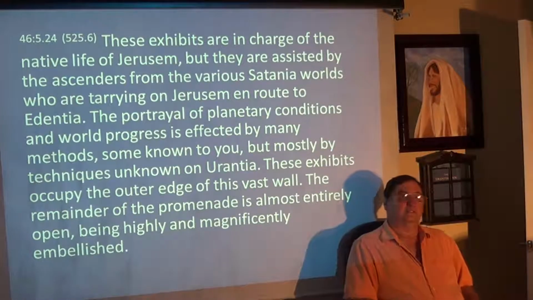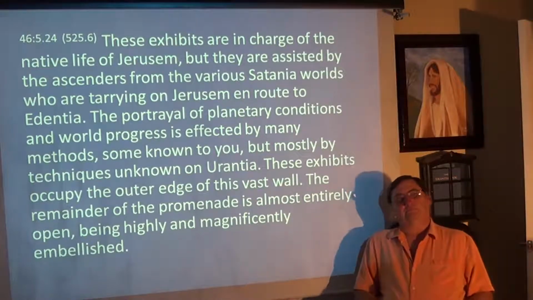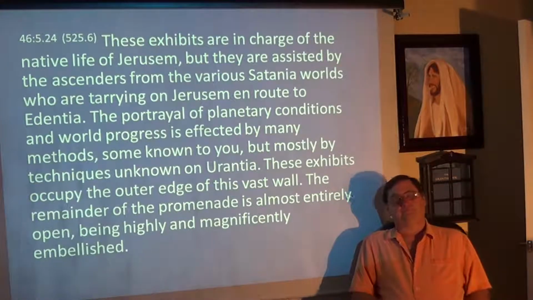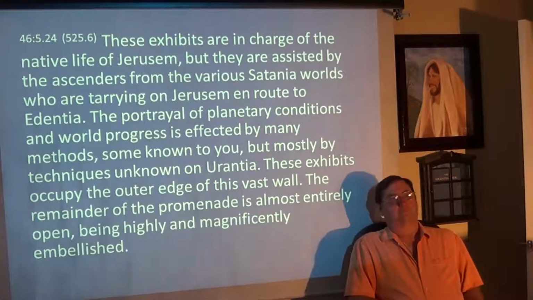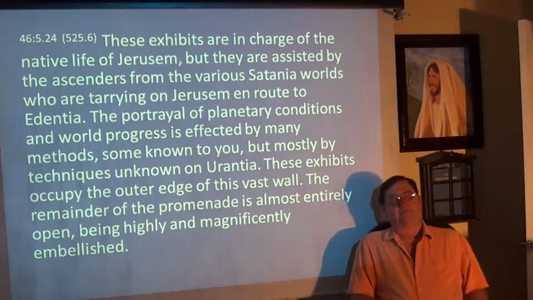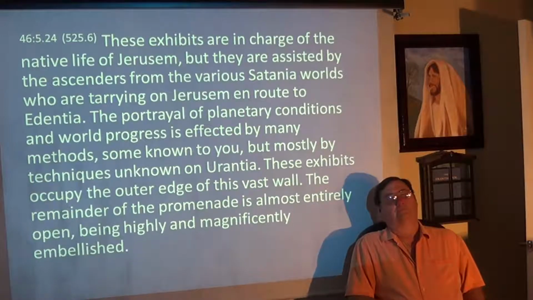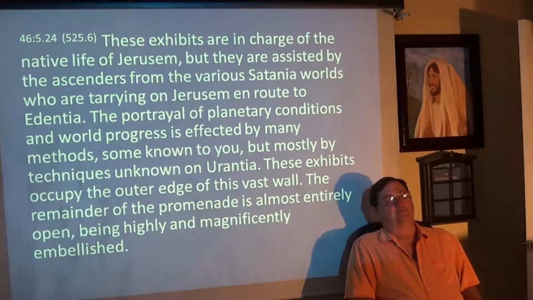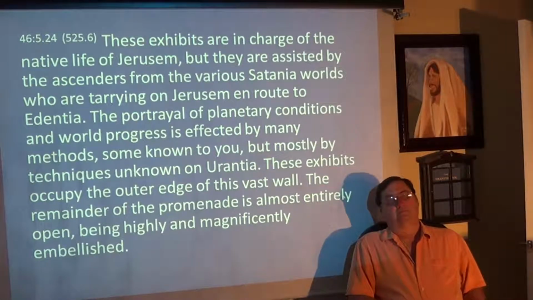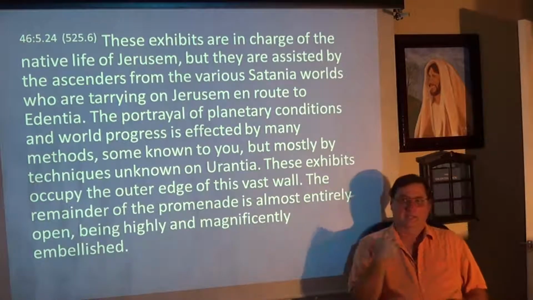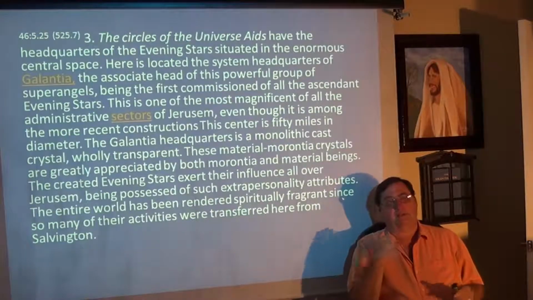These exhibits are in charge of the native life of Jerusalem, but they are assisted by the ascenders from the various Satania worlds who are tarrying on Jerusalem en route to Edentia. The portrayal of planetary conditions and world progress is effected by many methods, some known to you, but mostly by techniques unknown on Urantia. These exhibits occupy the outer edge of this vast wall. The remainder of the promenade is almost entirely open, being highly and magnificently embellished. So you can walk all the way around the promenade and see every planet, what's going on on every planet.